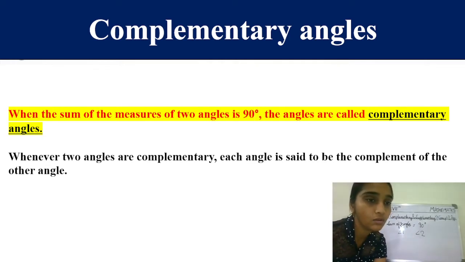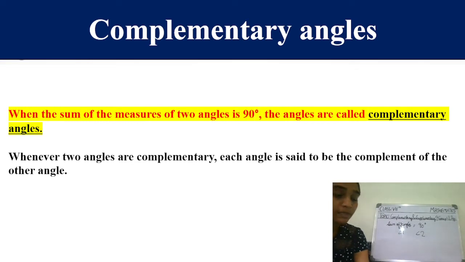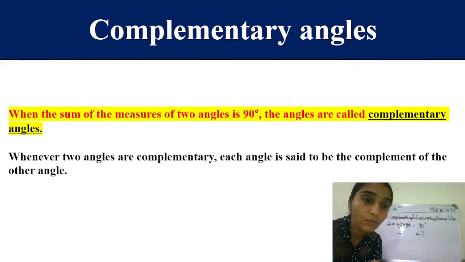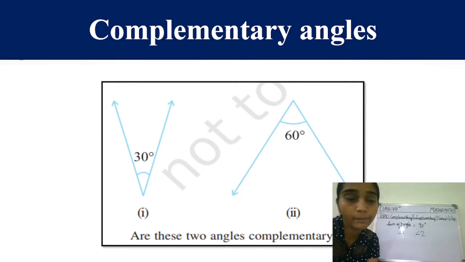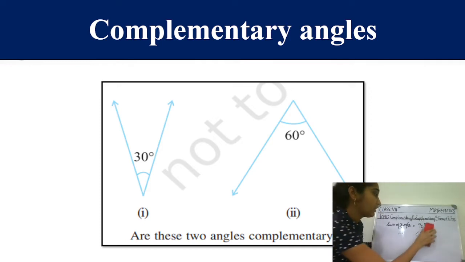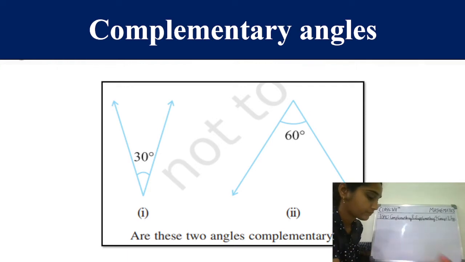Very good, students. So now let's see what we actually mean by the sum of the two angles being 90 degrees, then they are complementary angles. Just see over here, are these two angles complementary? What is your take on it? If you think of the definition of complementary angles, are these two angles complementary? Let us check whether they are complementary or not. For checking complementary angles, the sum of the two angles must be 90 degrees. So what is the first angle visible to us?